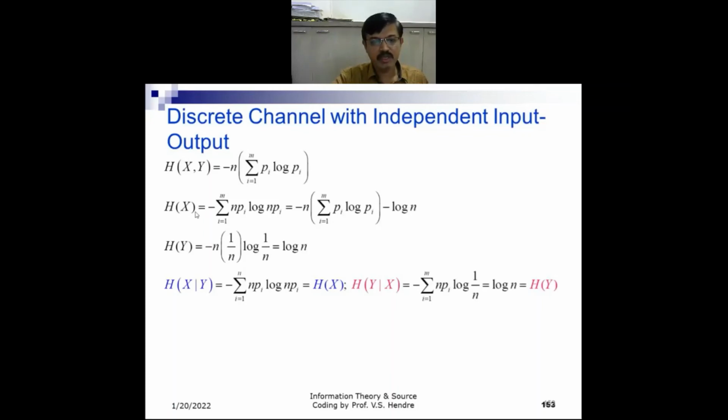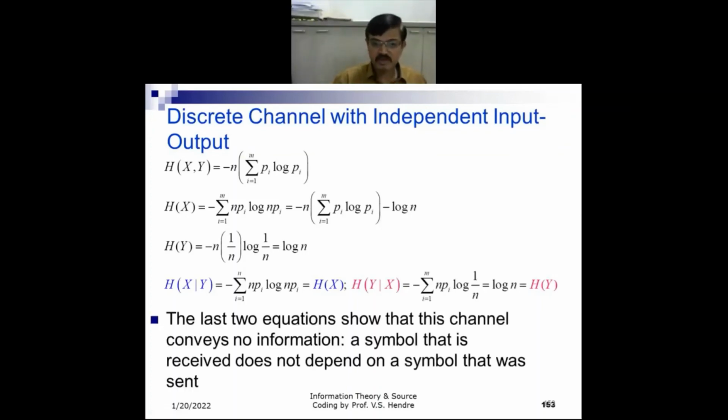Similarly, if I try to calculate h of x, it will be n into pi log of n into pi, and if I take n common, minus n summation pi log of pi from i is equal to 1 to m minus log of n. And for h of y, it will be minus n into 1 by n log of 1 by n, that is going to be equal to log of n. And if I calculate the conditional entropies, h of x given y is exactly equal to h of x, h of y given x is exactly equal to h of y, because it satisfies the probability conditions.